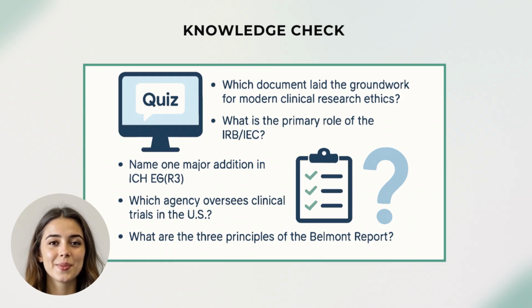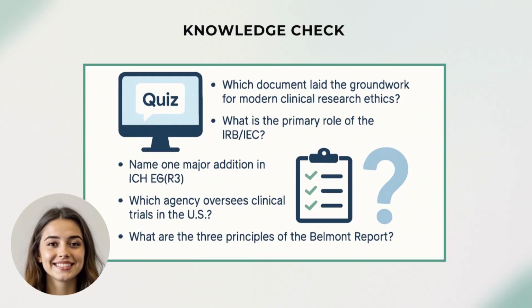Question 1. Which document laid the groundwork for modern clinical research ethics? The Nuremberg Code. This was created after World War II in response to unethical human experimentation. It set the stage for everything that followed: informed consent, voluntary participation, and prioritizing the well-being of participants.